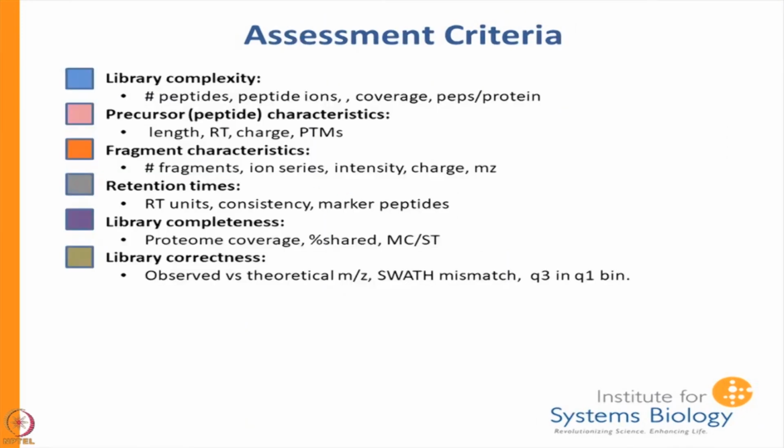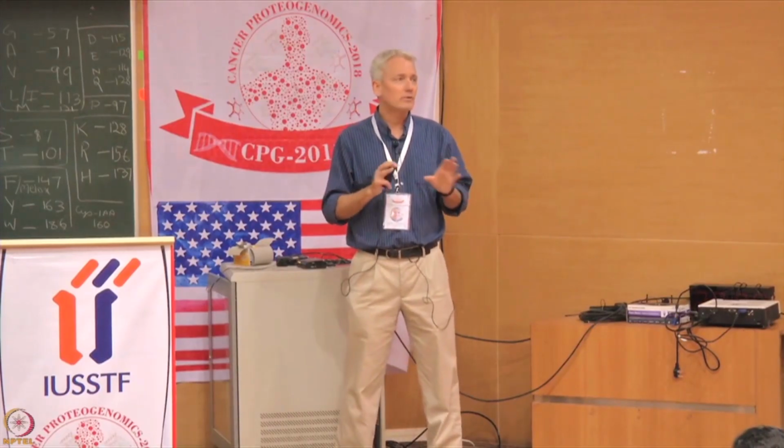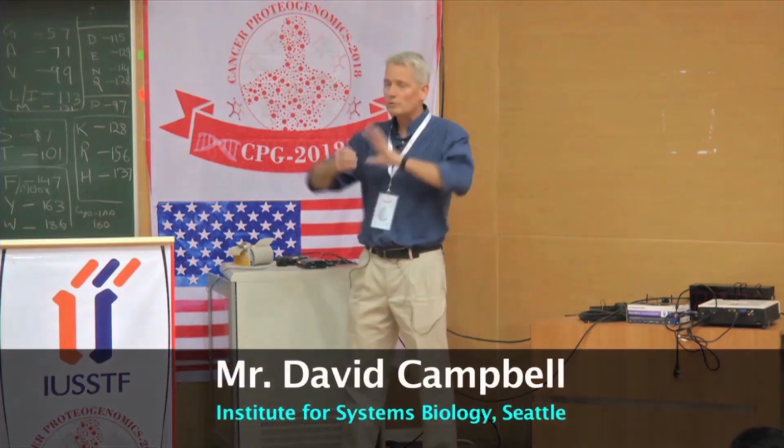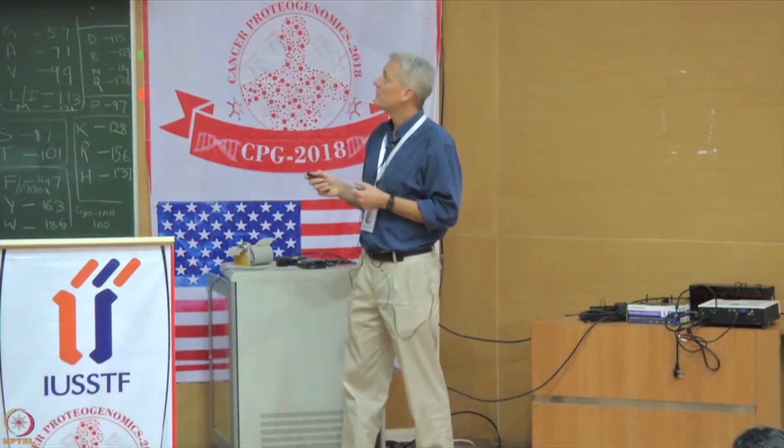summary in tabular format. These are the different criteria. Library complexity is how big the library is, how many peptides, how many peptide ions. There's precursor information: what is the average length of the peptides in the library, how many modifications are there, what kind of modifications. Fragment characteristics: what ions do you have, B or Y, how many fragments per peptide. Retention time is a very important part of any targeted or scheduled type analysis. You don't want to look over the entire retention time range. So how much does it vary? Is it consistent? Do you have marker peptides, these things called iRT peptides?